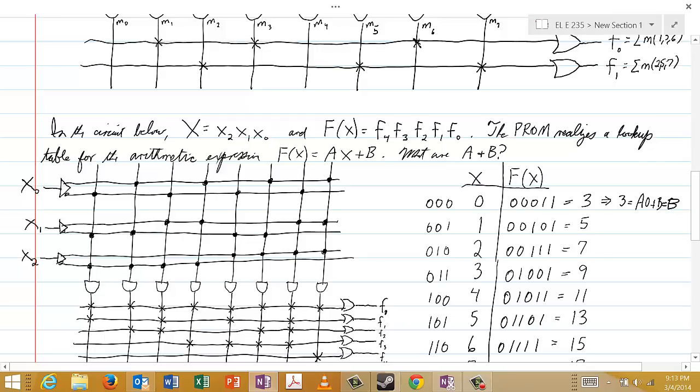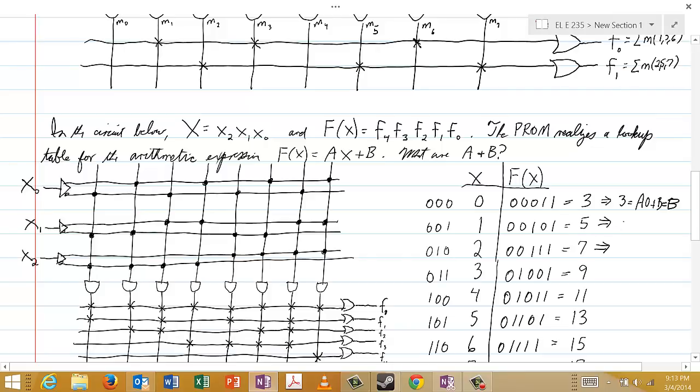Okay, so this is B. 3 is equal to A times 0 plus B, and of course A times 0 plus B is just B. So 3 is equal to B, and we've already identified the value of B. Now we go to the next one, and in every case, we will use this equation over and over, that f of x is equal to ax plus b.